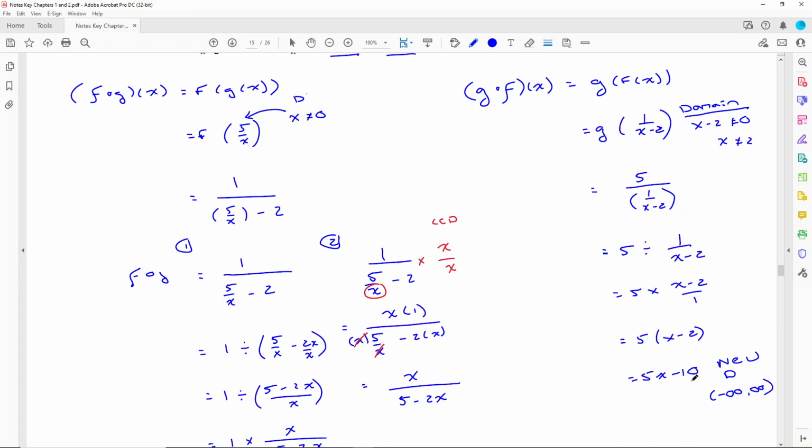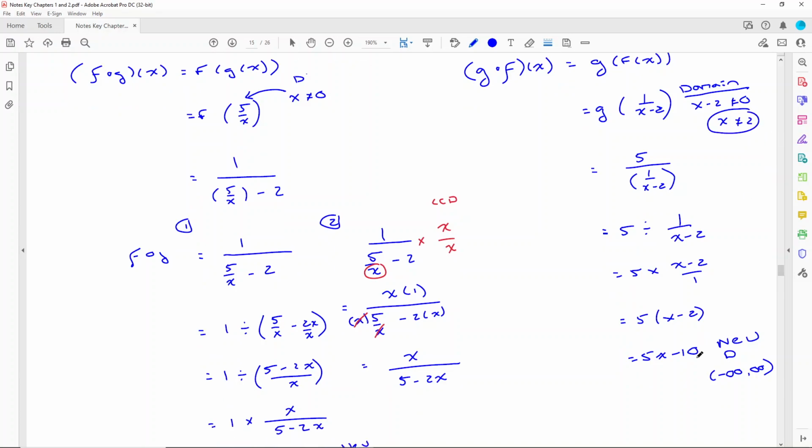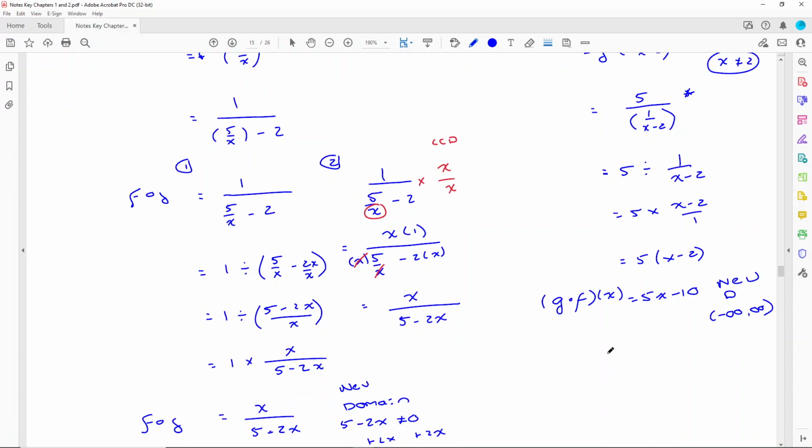So the new domain, everything's okay, right? Totally fine. There's no denominators, there's no radicals. But I have to include the original domain. So even though my new function, my new g of f of x, doesn't appear to have any domain restrictions, it is a simplified version of this. So we have to include our original domain restriction. So again, in set notation, I could say it's the set of x such that x does not equal 2. Or in interval notation, I could say negative infinity up to 2, and then 2 up to infinity.